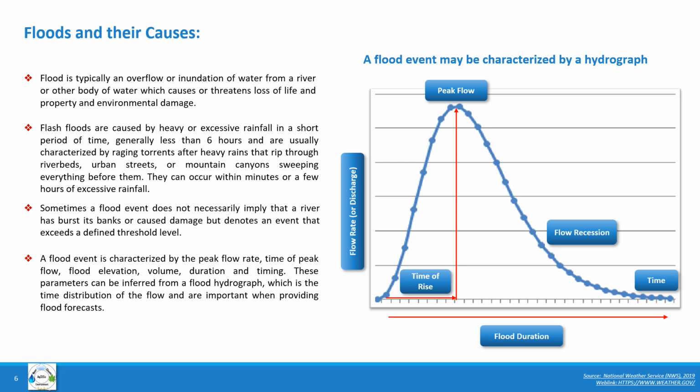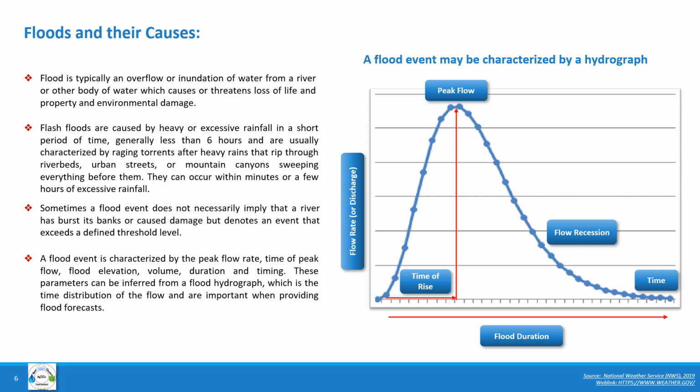Sometimes a flood event does not necessarily imply that a river has burst its banks or caused damage, but denotes an event that exceeds a defined threshold level. A flood event is characterized by the peak flow rate, time of peak flow, flood elevation, volume, duration, and timing. These parameters can be inferred from a flood hydrograph, which is the time distribution of flow, and are important when providing flood forecasts.